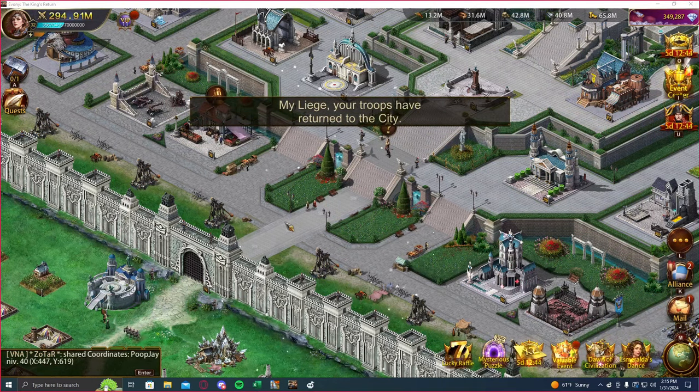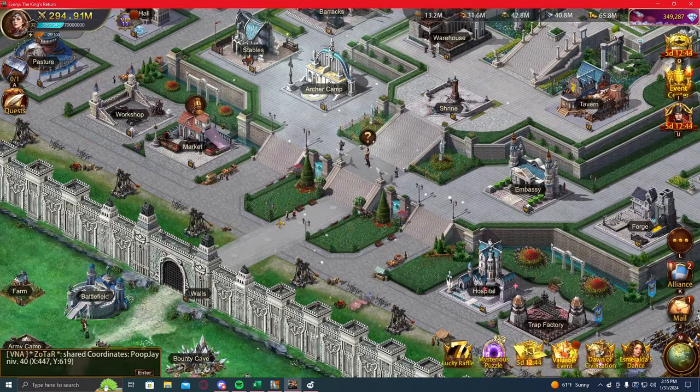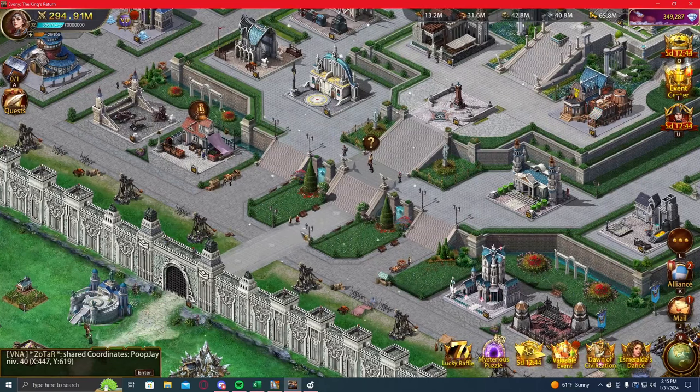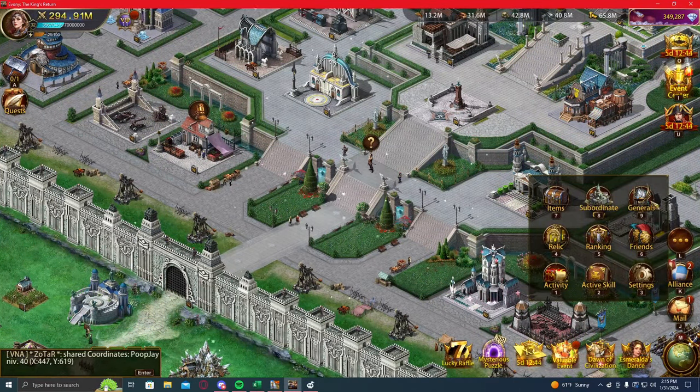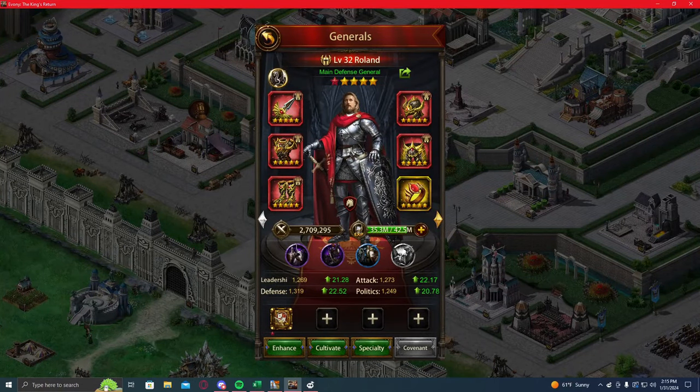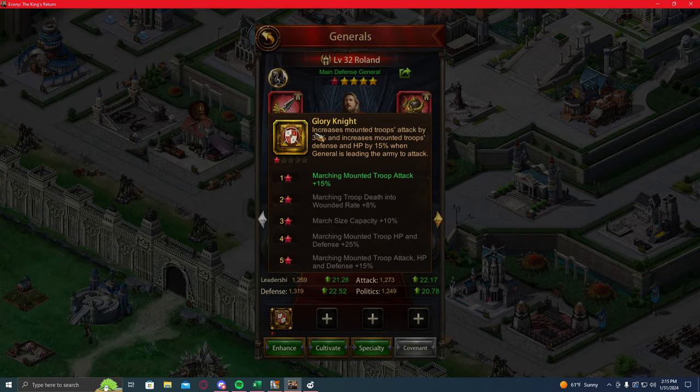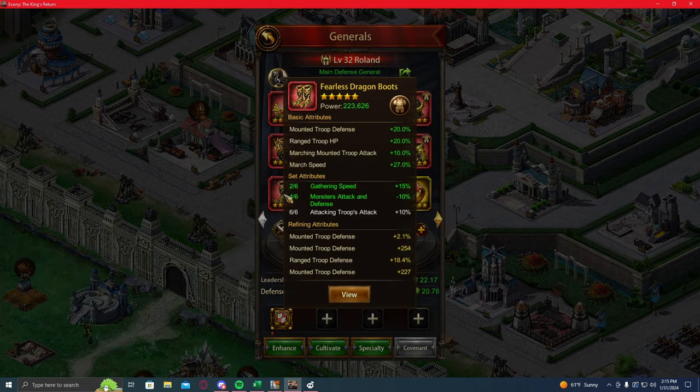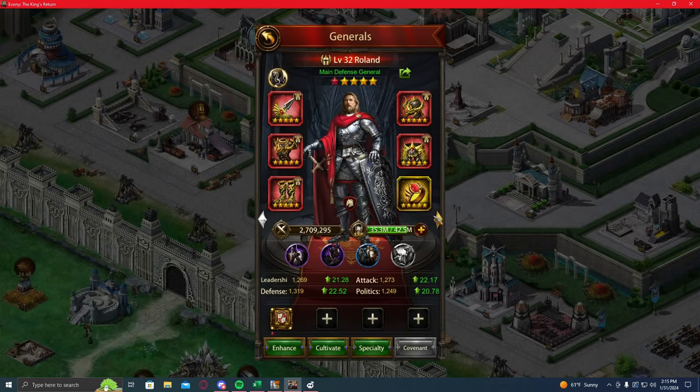Hey guys, today we're going to be testing the difference between the leading attribute, the marching attribute, and the attacking attribute in the general leadership skills. So to show you what I'm talking about, you can see with Roland's base skill says increases the amount of troop attack when general is leading the army to attack. And then his first red star says marching mounted troop attack 15%. These boots here say marching mounted troop attack.